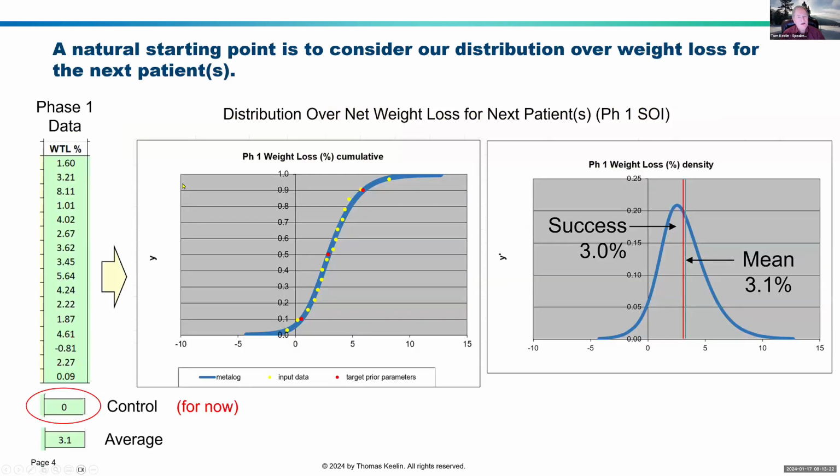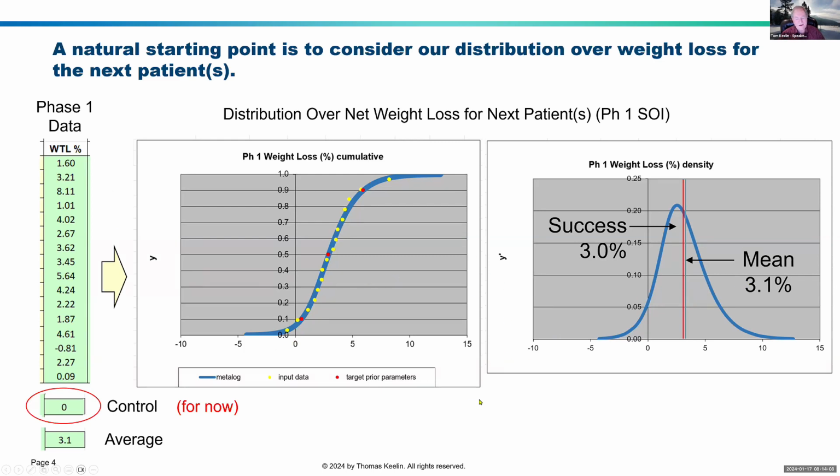So let's get into this. A natural starting point would be to consider the distribution over weight loss for the next patient or next patients, until new information becomes available, based on the phase 1 data. So for now, if we assume a control of 0 and just take these 16 data points, put them on a graph, fit a metalog to it using ordinary least squares as just a 3-term metalog, then we end up with, actually, it looks like quite a good representation of that data. And if you look at the right, the associated density function is a bit right skewed. We have the success criterion of 3%. The mean of this distribution is 3.1%.